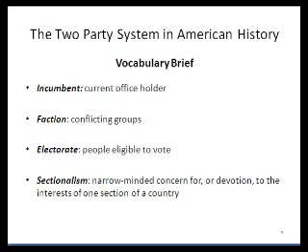Presented are four terms we should keep in mind as we go through the video: incumbent, current office holder; faction, conflicting group; electorate, people eligible to vote; sectionalism, narrow-minded concern for or devotion to the interests of one section of a country.